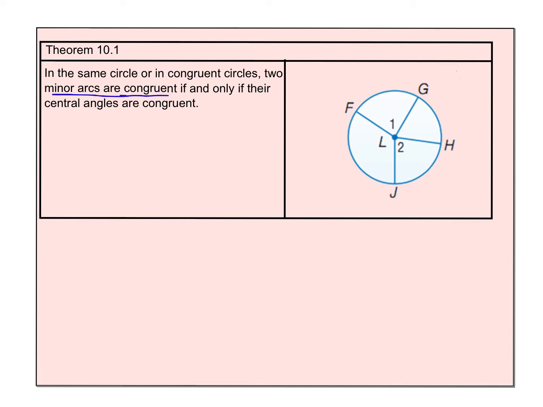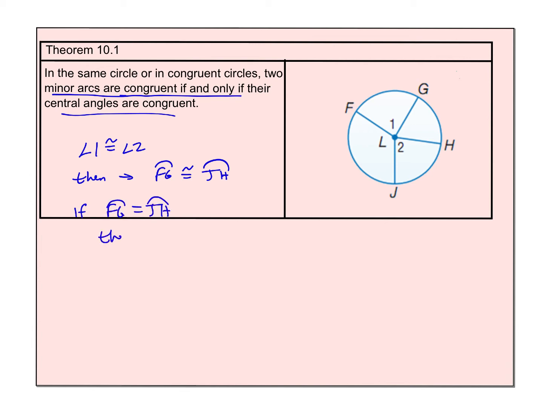So here's an idea to know. Minor arcs are congruent if and only if their central angles are congruent. So that means it works forwards and backwards. If I can say angle 1 is congruent to angle 2, then I can say arc FG is congruent to JH. Likewise, I can flip it around: if arc FG is congruent to JH, then I can say angle 1 is congruent to angle 2. If and only if, you remember from the logic unit, just means you can flip it forwards and backwards and still be fine.